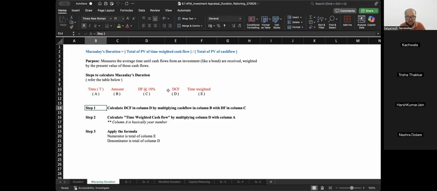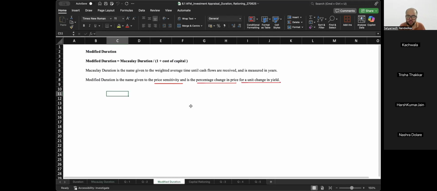ठीक है. Step 1, calculate DCF by multiplying cash flows with the discounting rate. Calculate time weighted cash flows by multiplying column D, DCF with column A. ठीक है. Column A is basically your year number. So DCF of year 1 into 1, DCF of year 2 into 2, ऐसे करके you get the time weighted cash flows. ठीक है. Numerator is the total of column E and denominator is the total of column D. So total of present value of time weighted cash flows divided by total of present value of cash flows. इसका जो भी आंसर आपको मिलेगा, that is your Macaulay's duration.